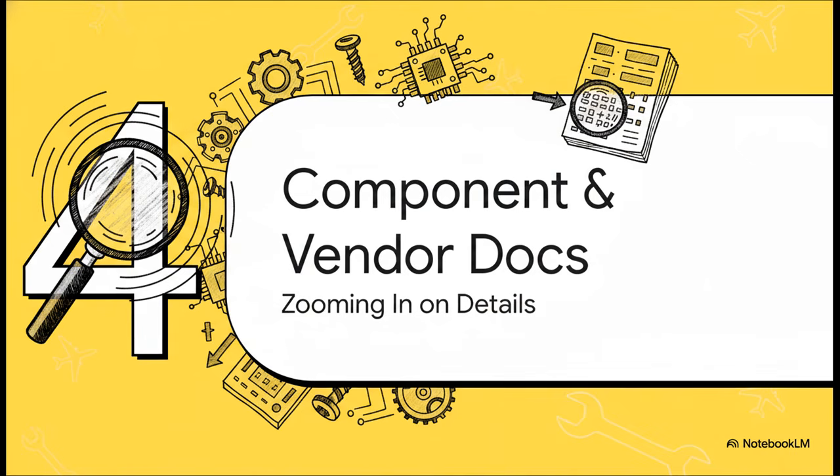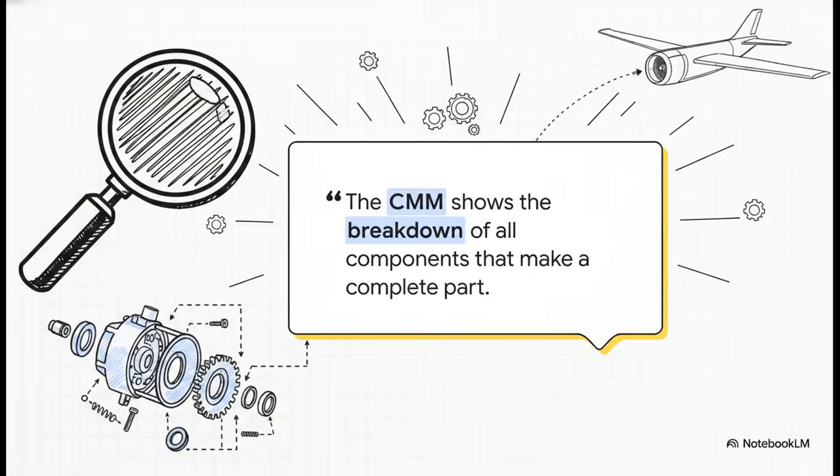Which brings us to Section 4, Component and Vendor Manuals. Now we're zooming in on the details. And this brilliantly illustrates our next point. To truly understand the Component Maintenance Manual, or CMM, just remember this fundamental rule. It shows the breakdown of all components that make a complete part.